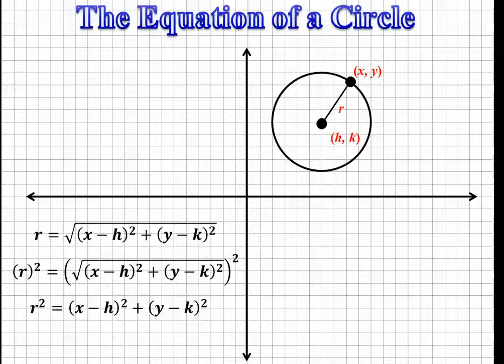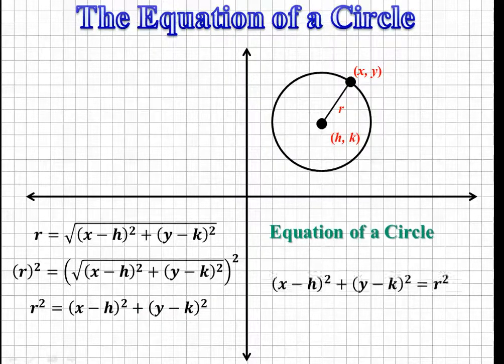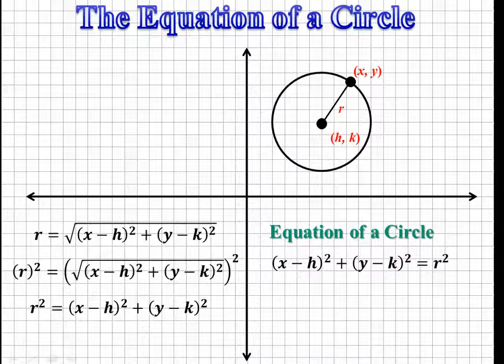So the equation of the circle is the difference of x and h squared plus the difference of y and k squared, which equals r squared. A lot of times, this is what you're going to need to remember and make note of for when you're taking a test.